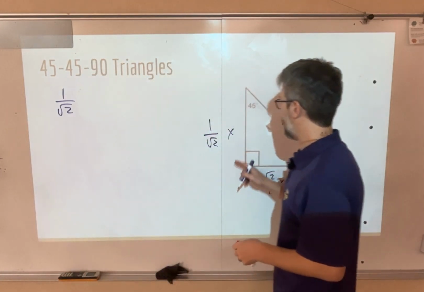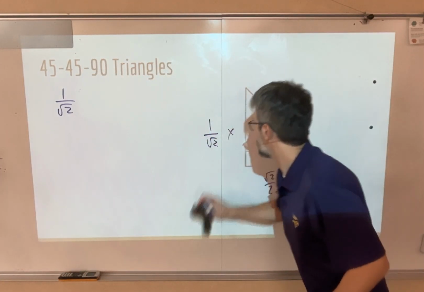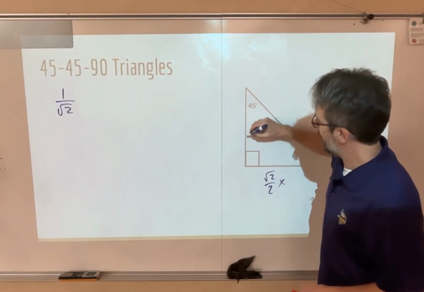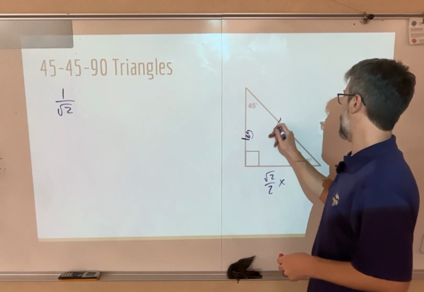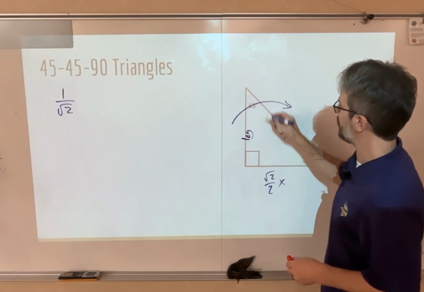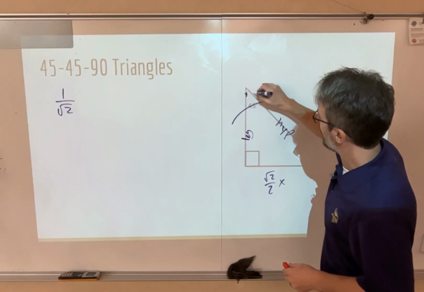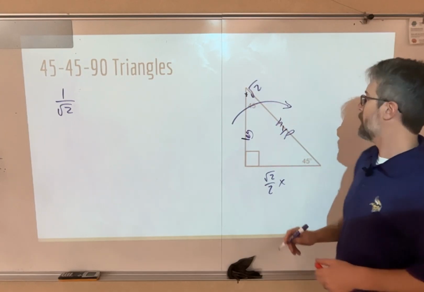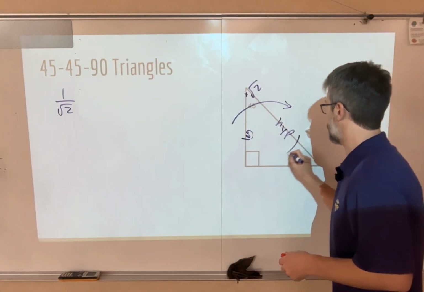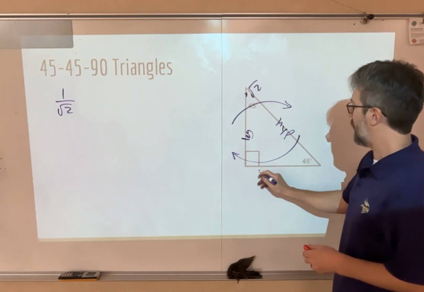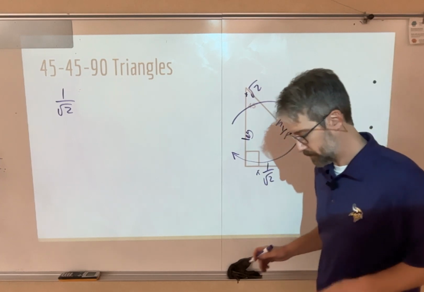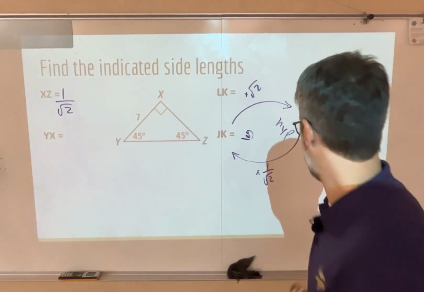And so it turns out if I have a leg and I'm trying to figure out what the hypotenuse is, so I'm trying to go from the leg to the hypotenuse, I can multiply by the square root of 2. If instead I'm trying to go from the hypotenuse to the leg, right, so I'm going that direction, I want to multiply by 1 over the square root of 2. All right, here's how it'll work.